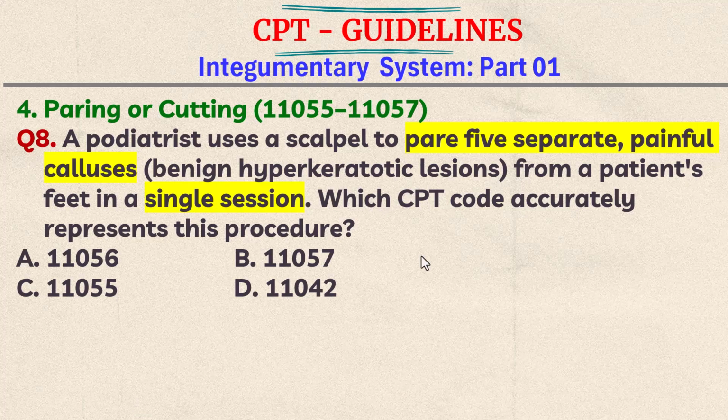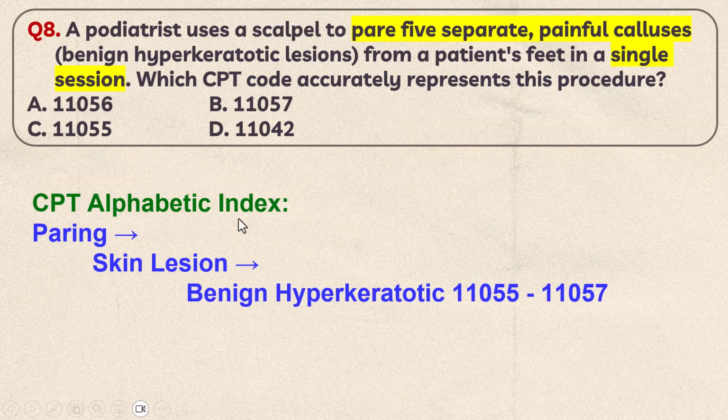So let's find the answer using the CPT alphabetic index. In the CPT book, first you have to go to the index for paring, then go for the subterm skin lesion, then go for the subterm benign hyperkeratotic. So it will lead you to the code series of 11,055 to 57. So go back to the tabular list and confirm the answer.